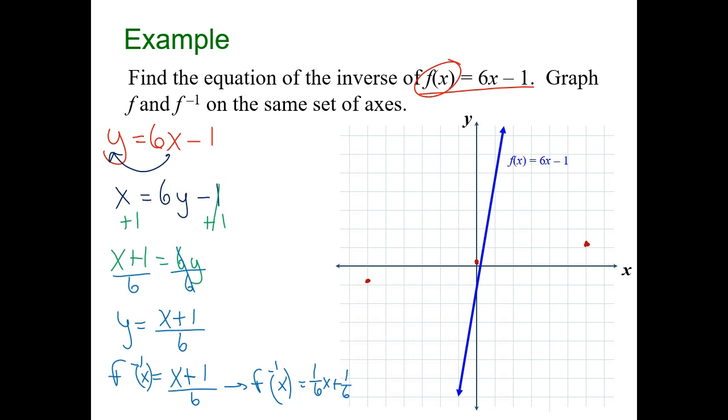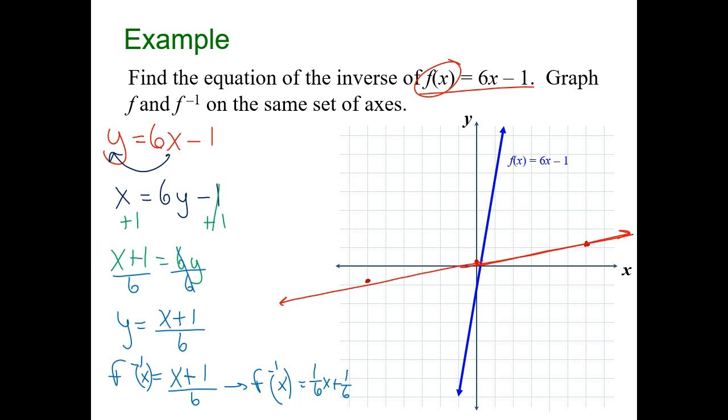And what we can do now is we can go ahead and connect our line. That is a very poorly drawn line. Let me see if I can do that better. That's a little bit better, not perfect. Okay, but there's our new inverse function. We switched the x's and the y's, and now we've got our new line.